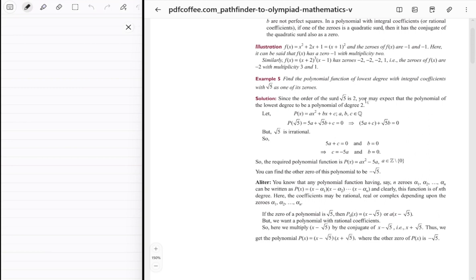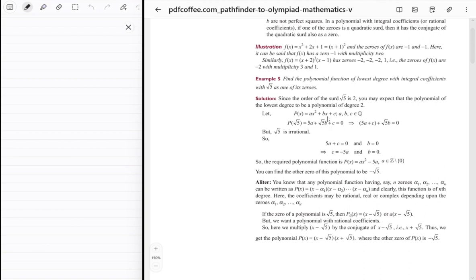Since the order of this surd is 2, you may expect the polynomial of lowest degree to be a polynomial of degree 2. But square root 5 is irrational, so whatever. So p(x) is ax squared plus bx plus c, and then you're saying this is a really nice method. Just figure out what a, b, c are, using the irrationality and rationality of the coefficients, and then we'll see what happens. That should make sense. Cool.